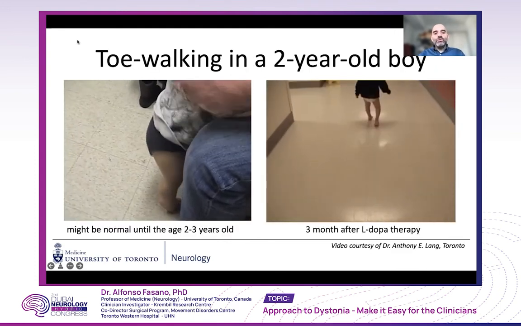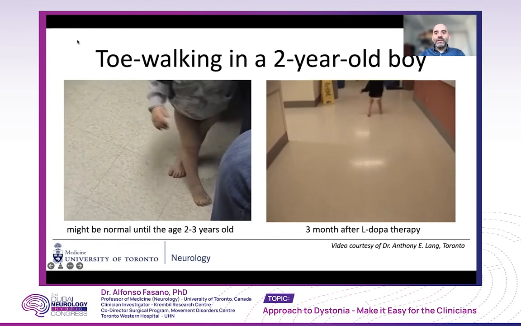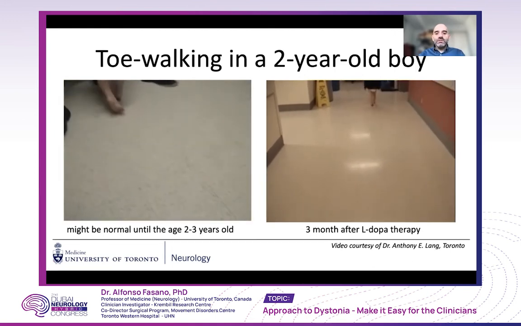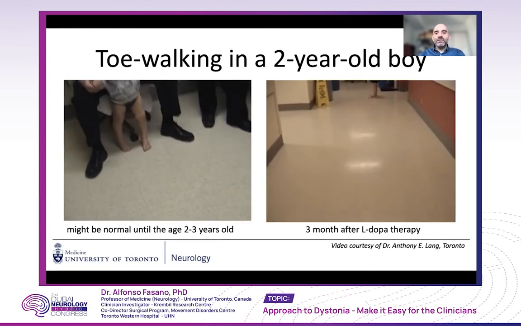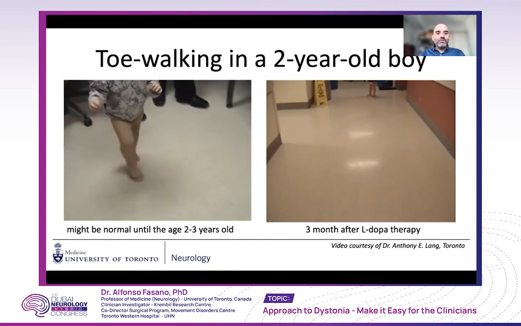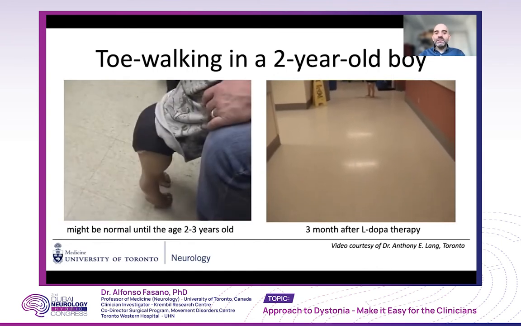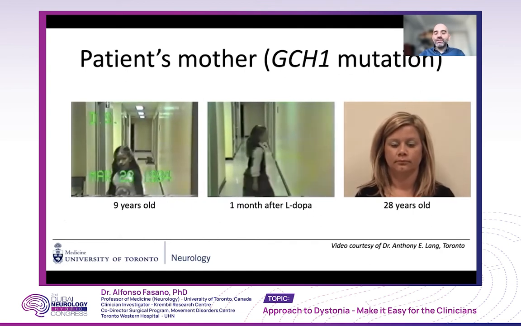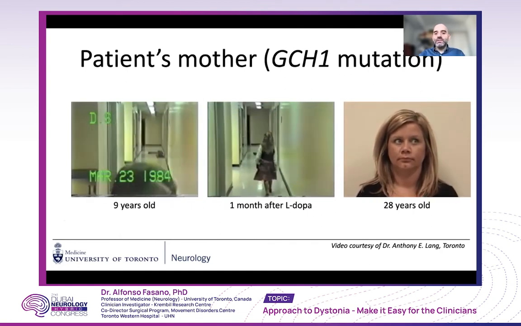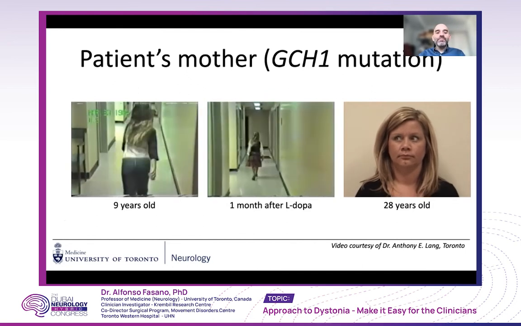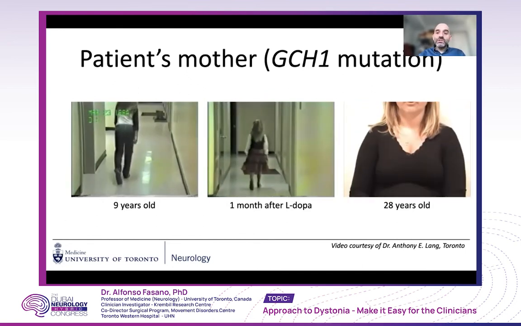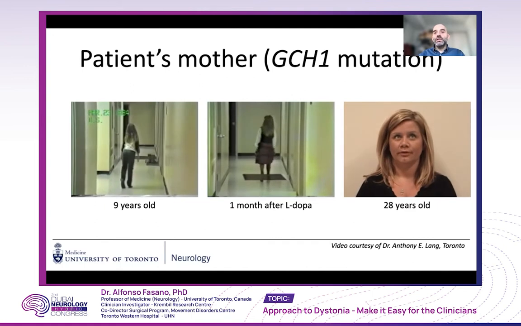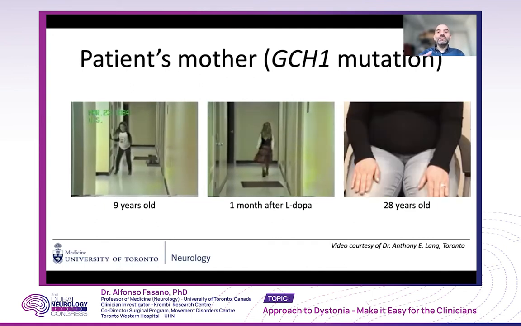But here I want to show you the beautiful response to levodopa in a patient with DRD. This is the classic DRD, autosomal dominant inherited. And this is the mother of the patient, who had the same presentation, and she is still doing great years and years later. It's reported now that this gene mutation can also predispose to Parkinson's disease later in life.